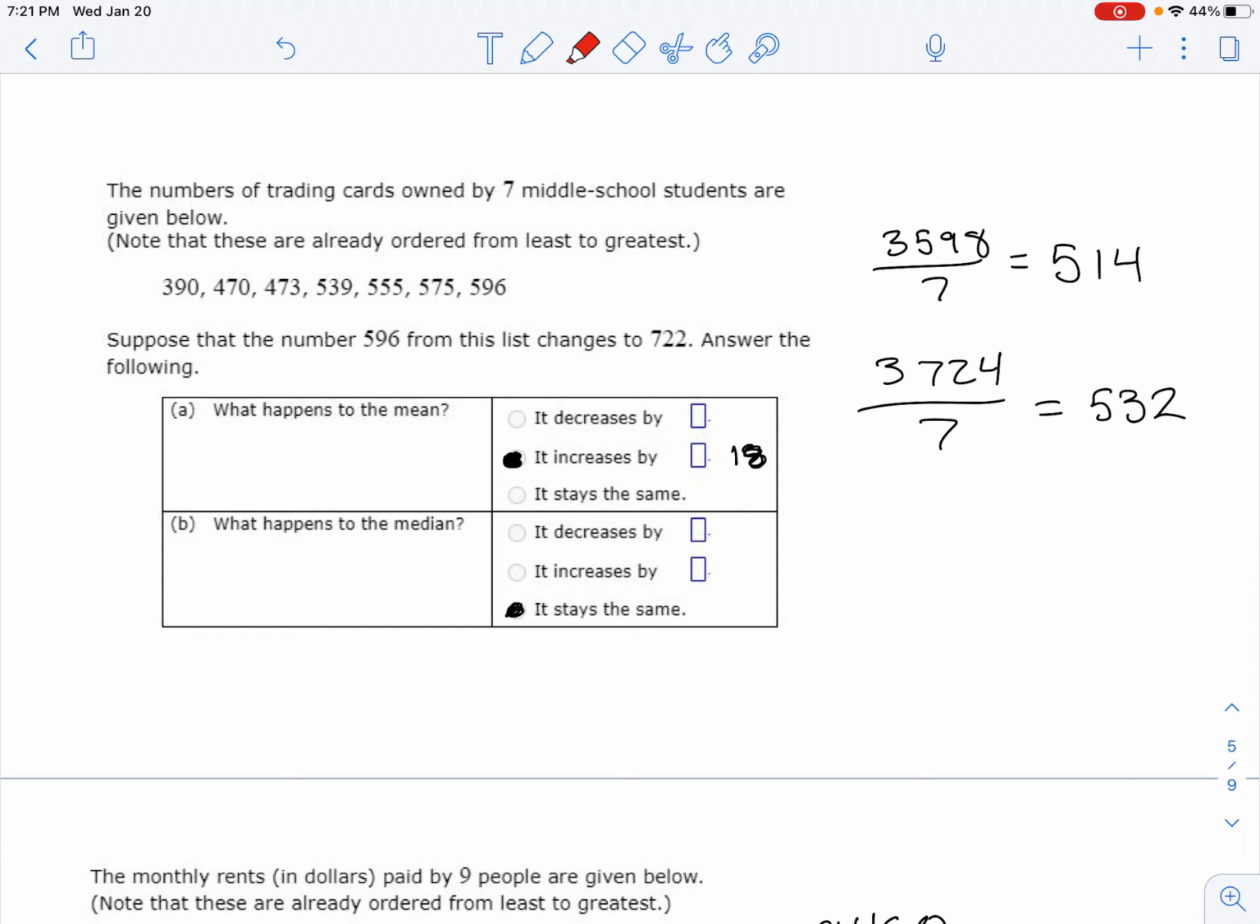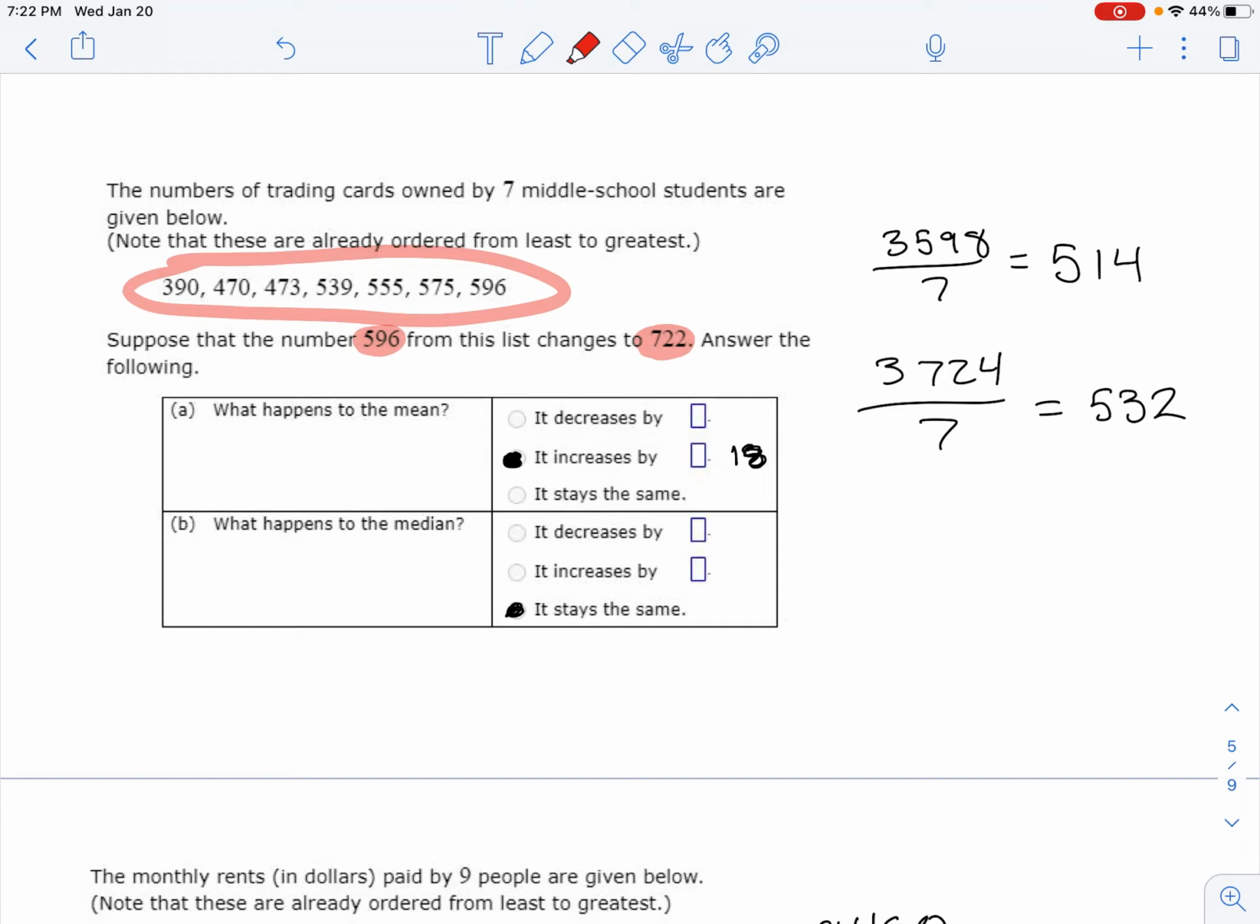The number of trading cards owned by 7 middle school students are given below. So these are the number of cards that these students have. It's quite a few of them, okay? So first thing I'm going to do is look at this question where it says at the bottom here, suppose the number changes from 596 to 722. So basically that last number up here is going to change to a 722. And then it asks what's going to happen.